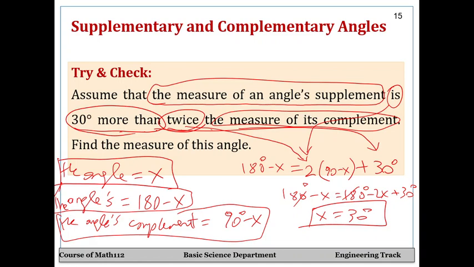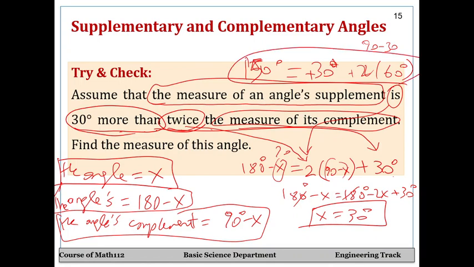And you can check it again here: put 30 here, and put 30 here, and you can see. So its supplement is 180 minus 30, and it is 30 more than twice its complement. Complement is 90 minus 30, so it makes 60. So you can check that the equality holds, the equation holds.